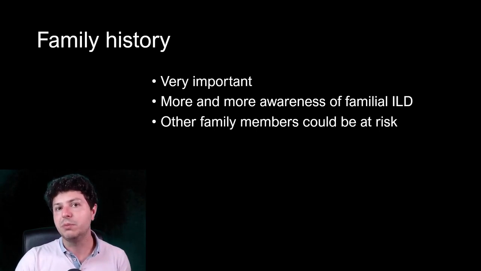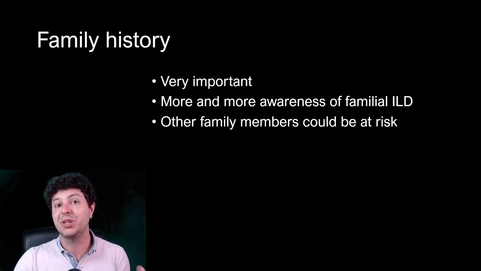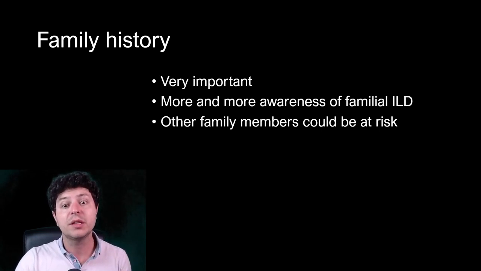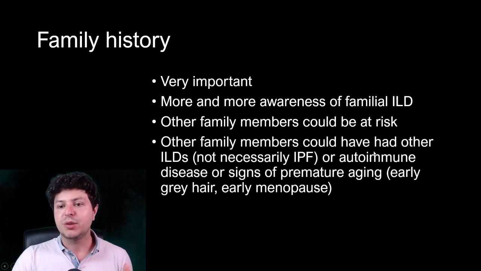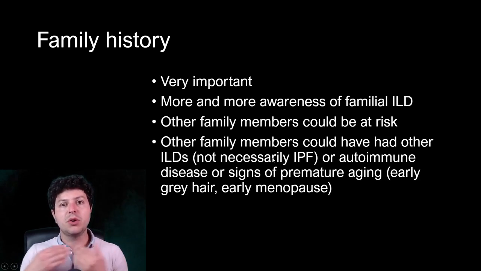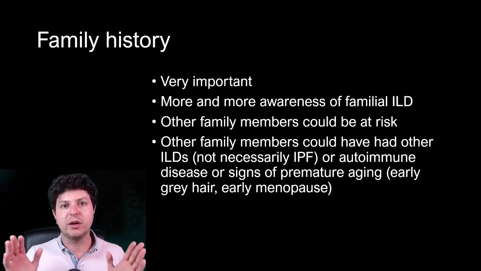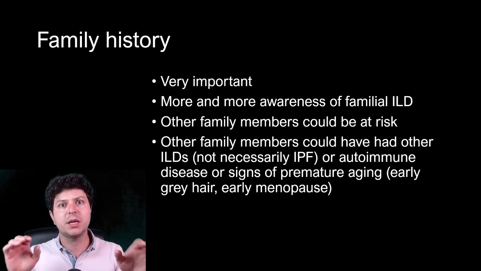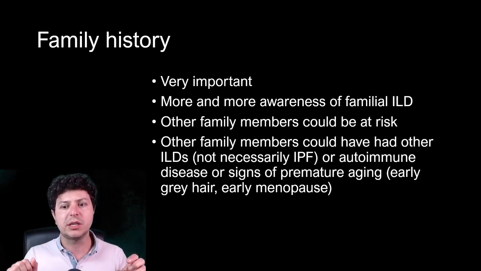And maybe those people could have IPF as well, or some sort of interstitial lung disease, but they've never really been checked for it. Other family members also can have other ILDs. So not everyone in the family necessarily has to have IPF. This is very important. I'm quite interested in these familial ILDs because they are fascinating in the sense that you have a genetic predisposition that may be common for all members of the family who are affected, but they end up having different phenotypes, different types of interstitial lung disease.